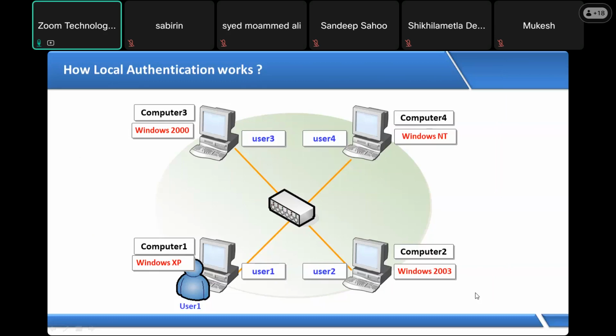So today we will see how to create a domain model, how to convert our machine, which is in workgroup model, to domain model. Today will be our first class of Active Directory. Out of the 5 sessions of Active Directory, today is the first topic, which is very, very important, where we will be discussing how to change our system from workgroup model to domain model.